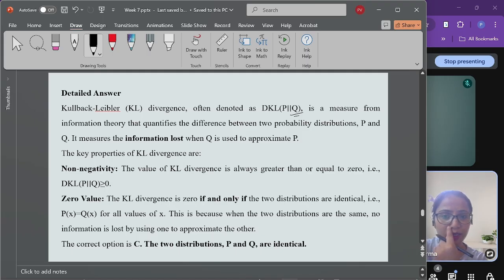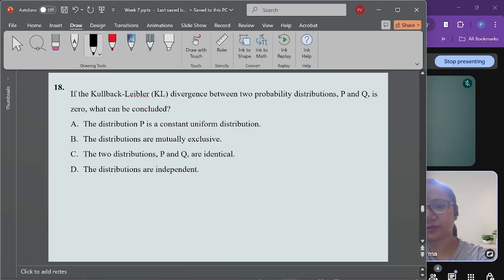So the key property of the KL divergence is non-negativity. We have already seen that the value of KL divergence is always greater than or equal to 0. Also, the KL divergence is 0 if and only if the two distributions are identical, that is P(x) equals Q(x). So option C is the correct answer: the two distributions P and Q are identical. If the KL divergence between two probability distributions P and Q is 0, that means both distributions are identical.